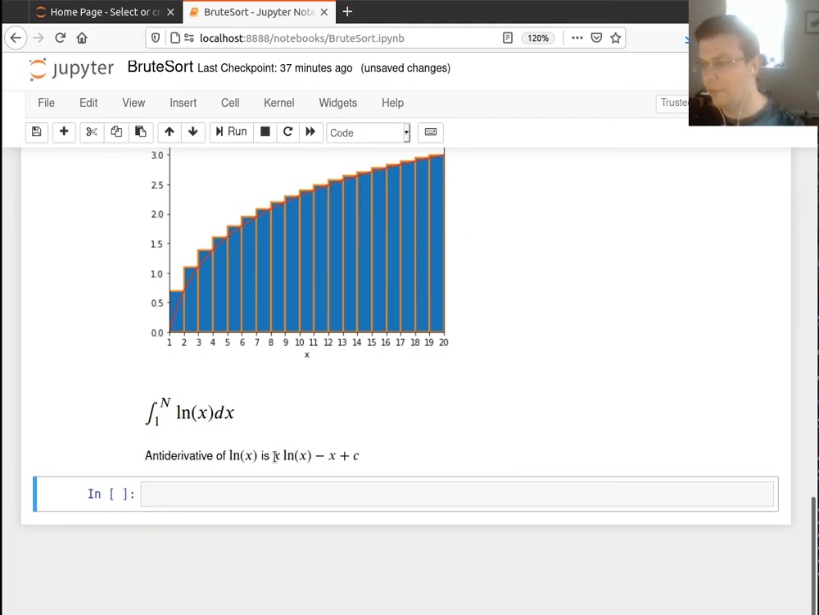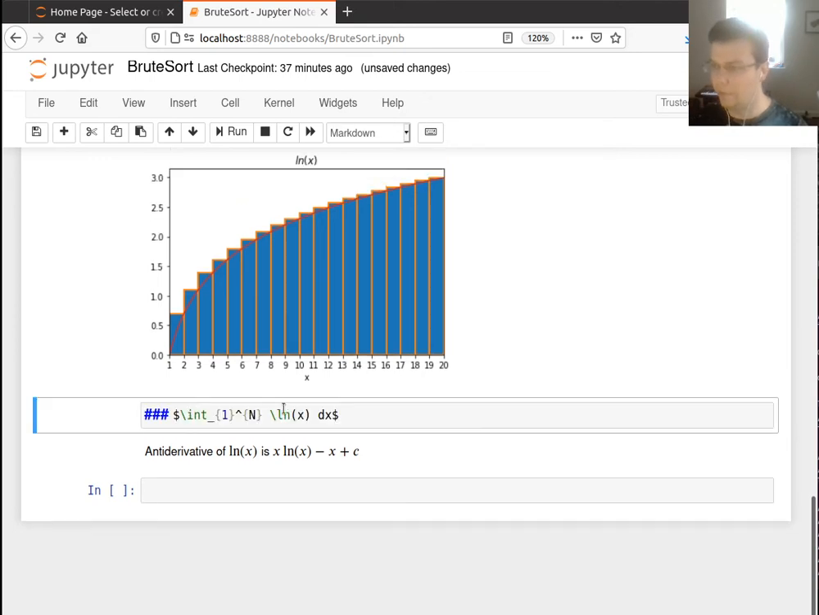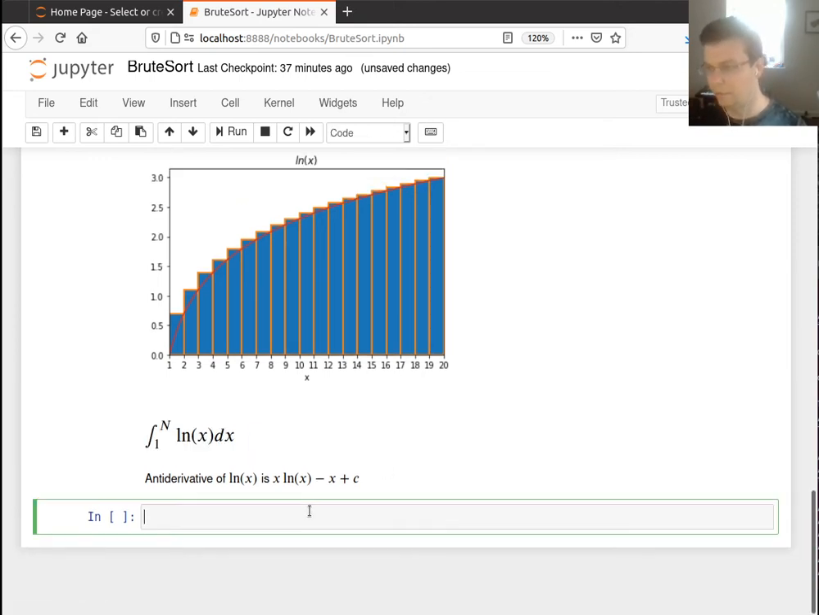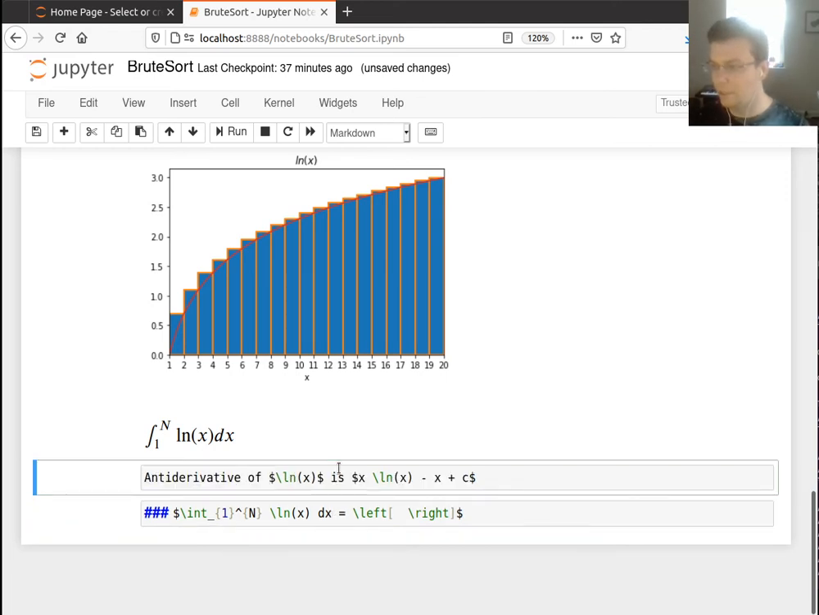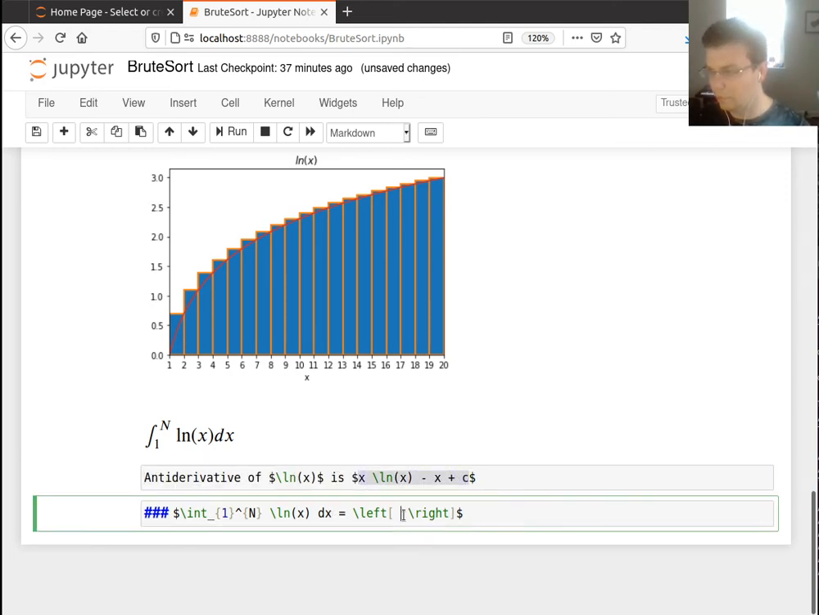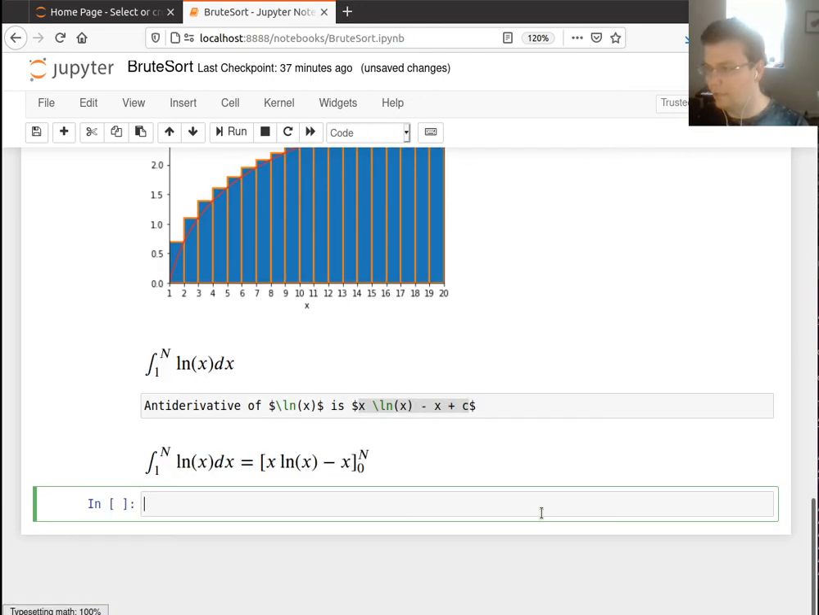Let's see, the derivative of this, by the product rule, would be natural log of x plus x over x, so that's plus 1. Natural log of x plus 1 minus 1, plus 0. You see that gives you natural log of x. So that's the antiderivative. Therefore the integral of this, by the fundamental theorem of calculus, is x natural log of x minus x evaluated at n, minus that evaluated at 0.